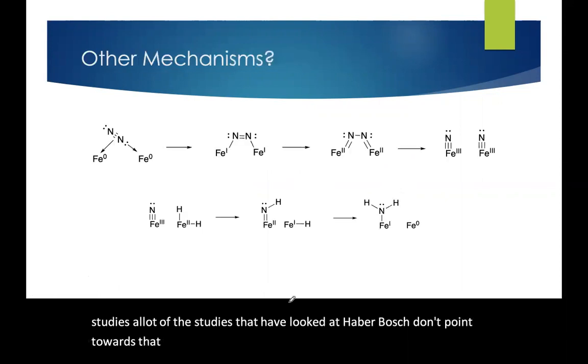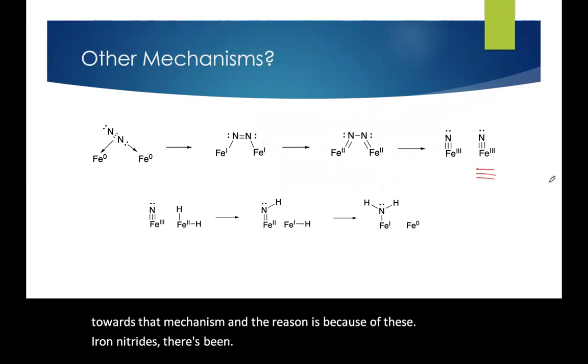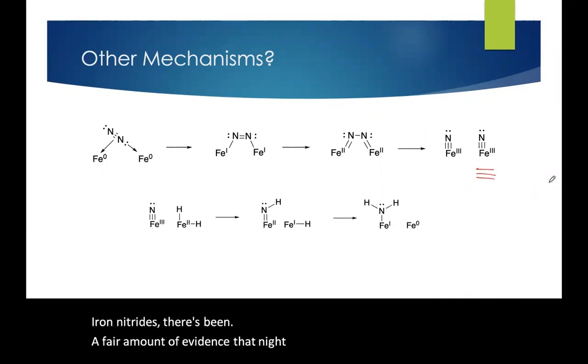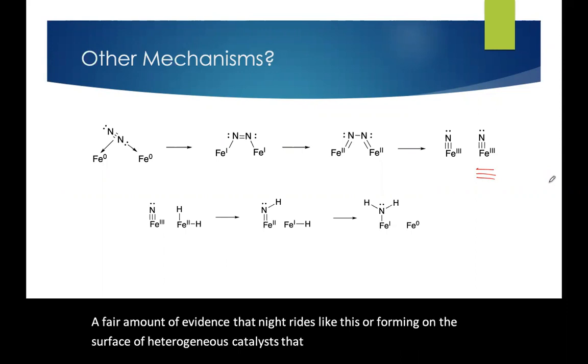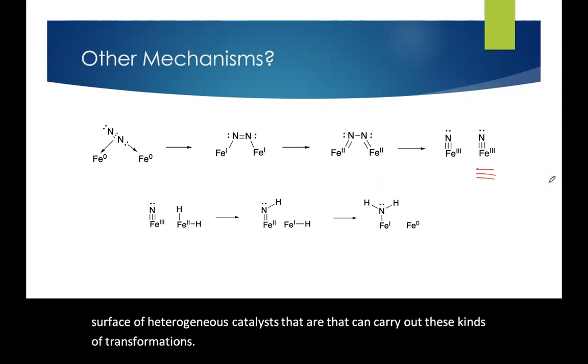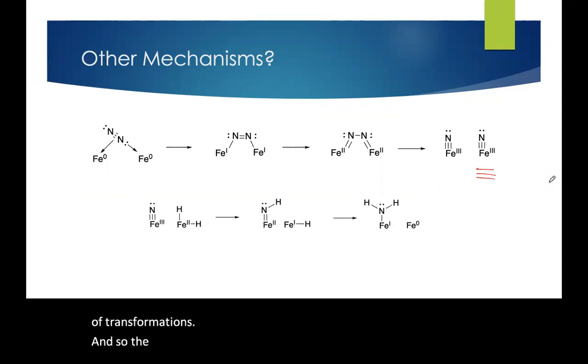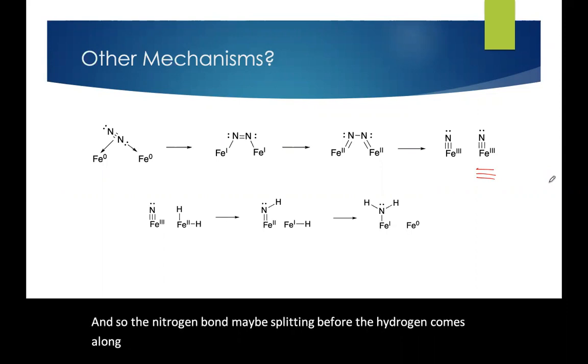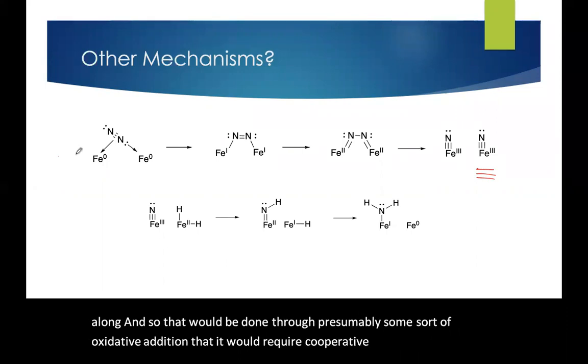And the reason is because of these iron nitrides. There's been a fair amount of evidence that nitrides like this are forming on the surface of heterogeneous catalysts that can carry out these kinds of transformations. And so the nitrogen-nitrogen bond may be splitting before the hydrogen comes along. And so that would be done through presumably some sort of oxidative addition. And it would require cooperative activity between more than one iron atom.